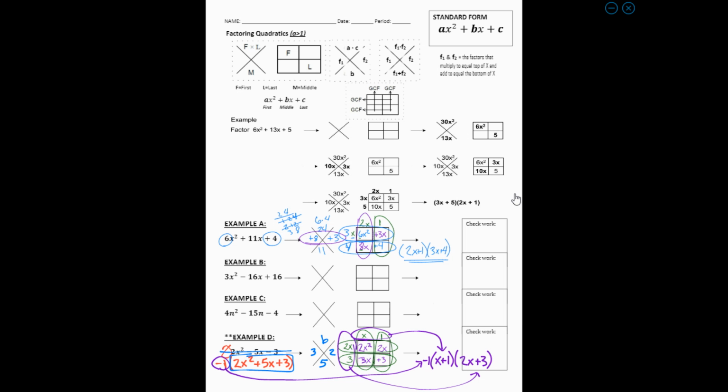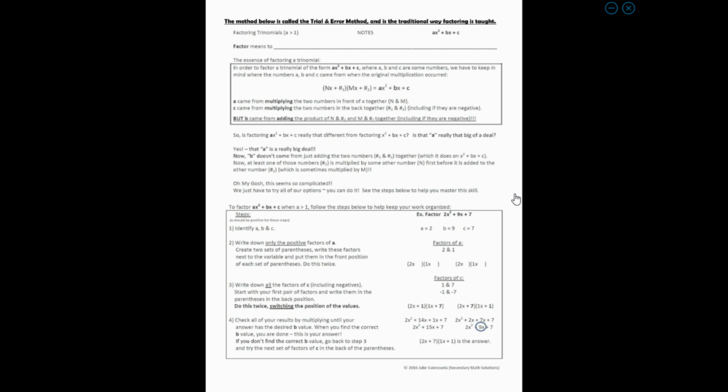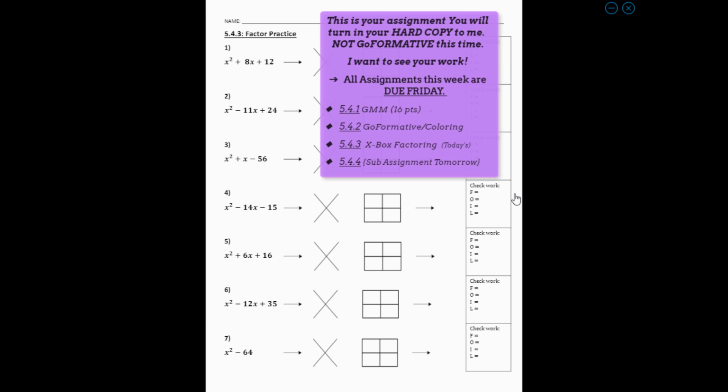And one other thing, if you're watching this online, okay, this last page of notes here is the traditional method. Okay, it's the traditional way of learning it, which is just through trial and error. And so I don't teach this method because it can take forever to do it. So it's just here for you so you can see how it can be done if you want to do it that way without the X's and the boxes.